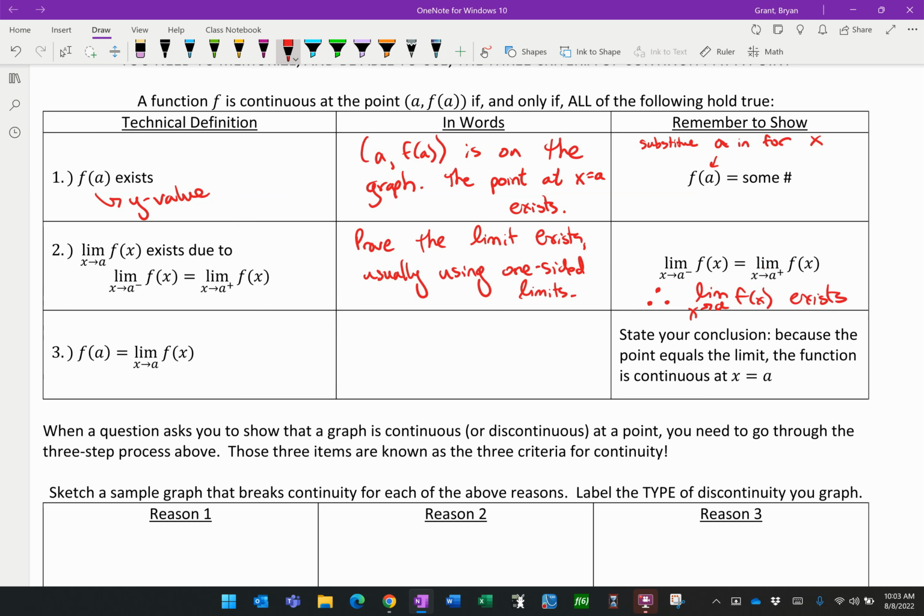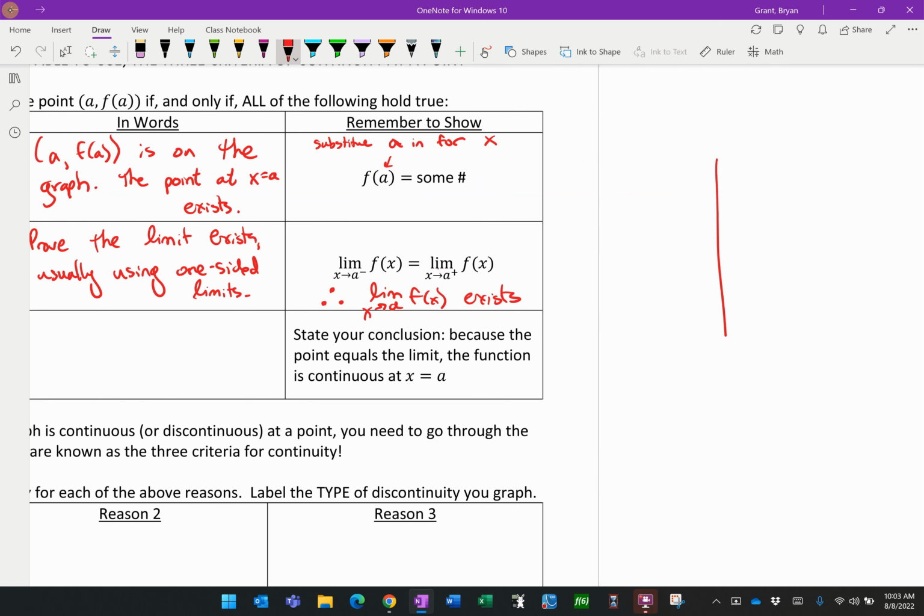Now, last but not least, we need one more thing to happen. And that one more thing is that although the limit has to exist and the point has to exist, what if they were in two different spots? Can you visualize that graph, right? If we had a limit that exists, you're still not continuous, and then you had a point that exists, that meets the first two criteria. Point exists, limit exists, but that's not continuous. You have to pick up your pencil.